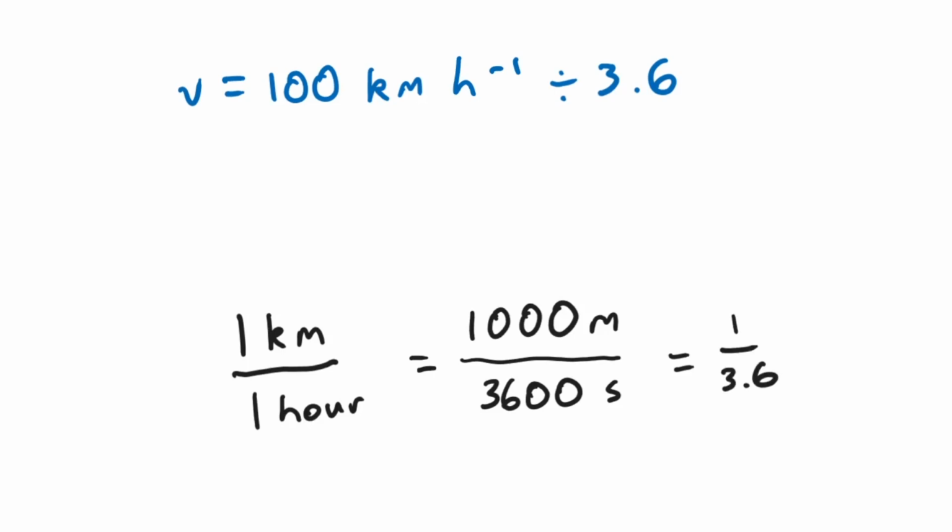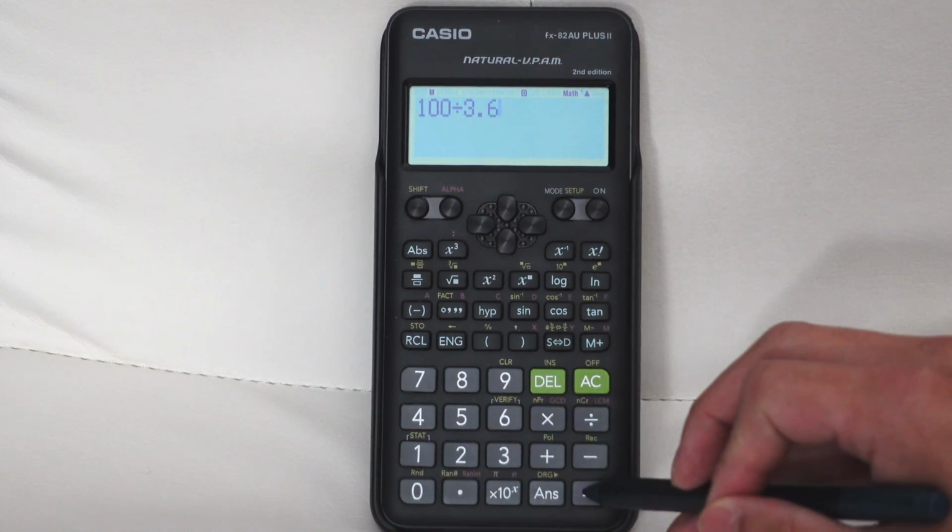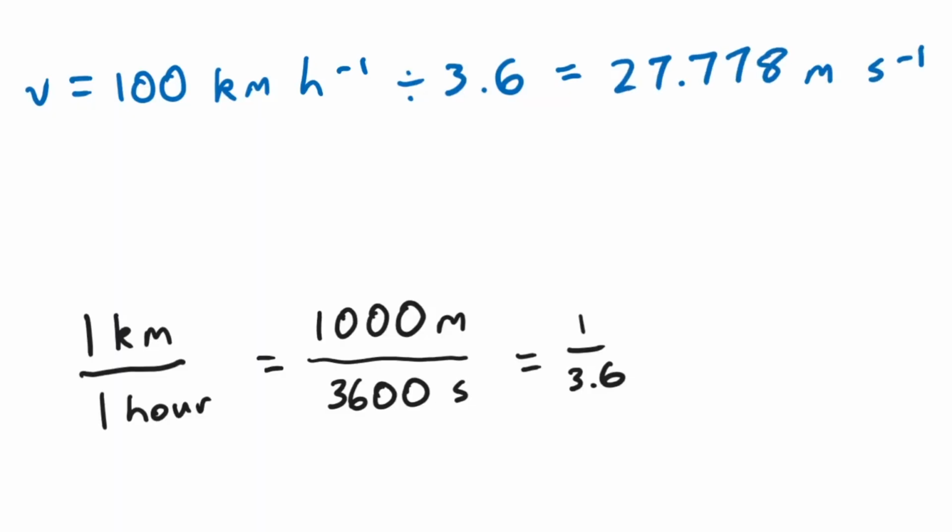If we divide 100 by 3.6, we get an answer of 27.777777777778. It just keeps going, but we have to cut it off somewhere. So let's write down v is equal to 27.778 meters per second. Notice how I wrote down 5 significant figures, 1, 2, 3, 4, 5.